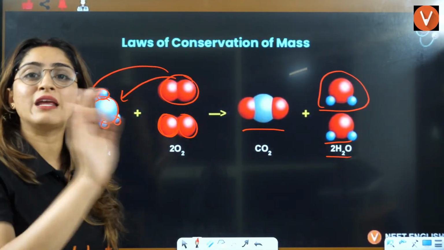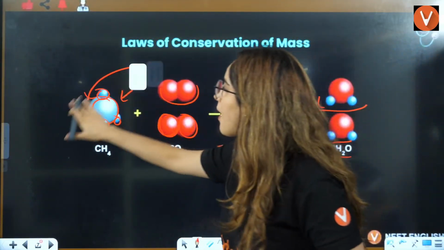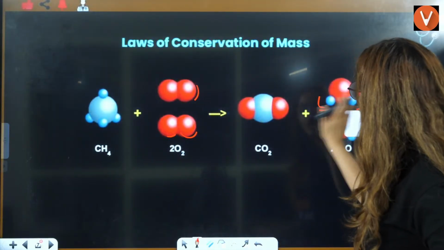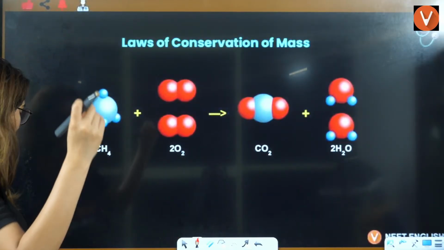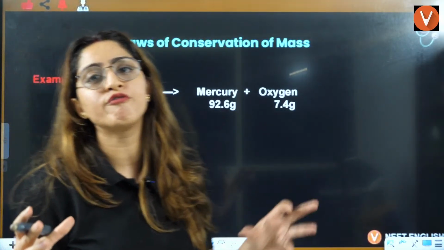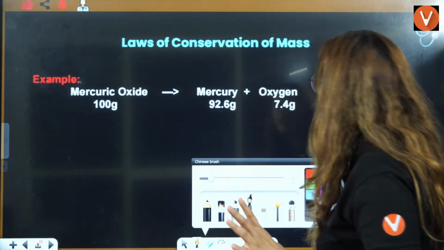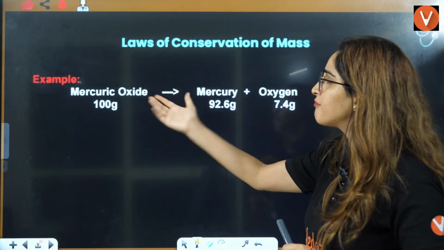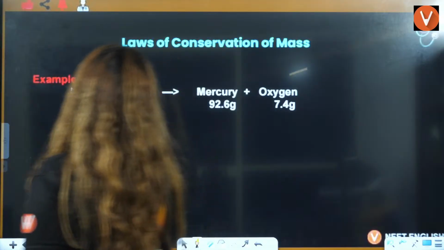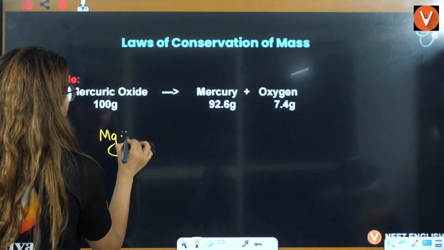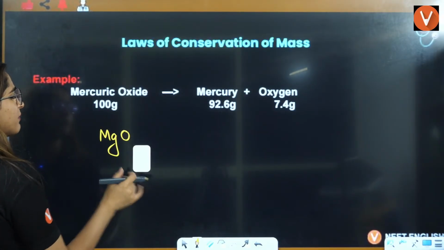That means there is rearrangement of atoms because of the law of conservation of mass. So if anyone asks you about the application of the law of conservation of mass, the application is rearrangement. The balancing of any chemical equation is based on the law of conservation of mass. Now, another example: you have mercuric oxide, you have mercury and you have oxygen. So mercuric oxide will be HgO.